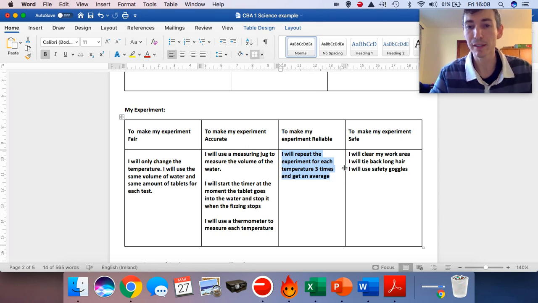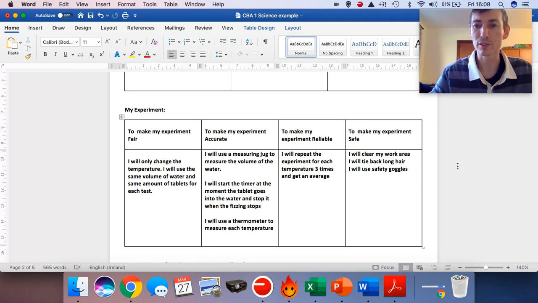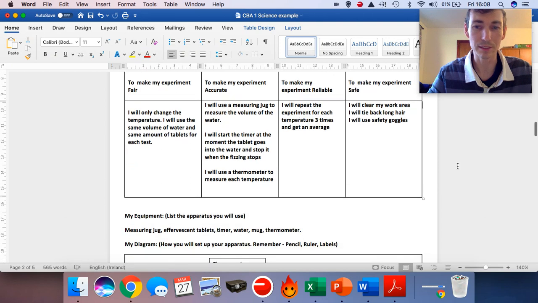Now, to make my experiment safe. So this is what you did, and sometimes you're kind of outlining the obvious here. So I will clear off my work area. Okay, so chairs underneath. Well, I know you're doing this at home, but you're going to have your chairs away where you can't trip over them. I'm going to tie back my long hair, and I'm going to use safety goggles. Now, I understand for a lot of your experiments that you are not going to use safety goggles, but just say you wore safety goggles anyway. It's always a safe bet.